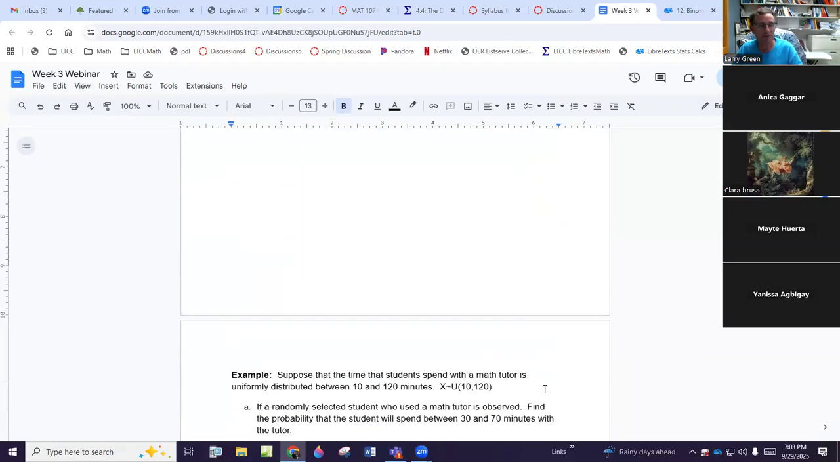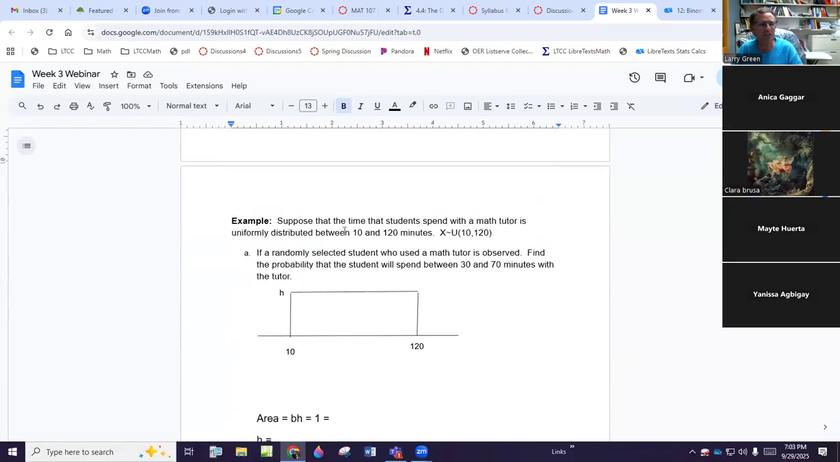And we'll do an example. Okay, so suppose that the time that students spend with a math tutor is uniformly distributed between 10 and 120 minutes. So the first thing is we're going to write down X, that's our variable, and then tilde U for uniform, parenthesis 10, comma 120, end parenthesis. Any questions on how I came up with the way of writing the uniform distribution for this example? Any questions on the notation?